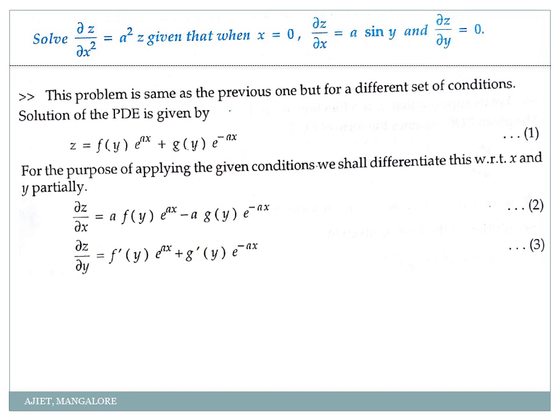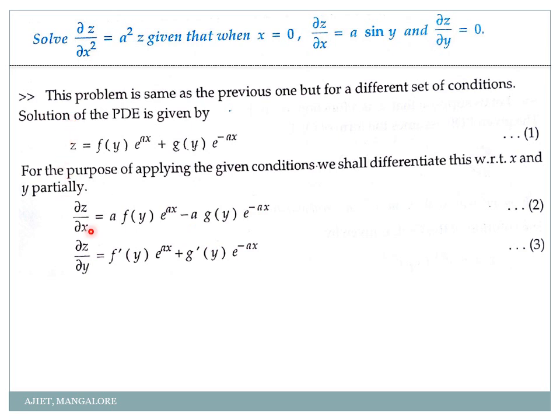See here, for the purpose of applying the given conditions, we shall differentiate with respect to x and y partially. So dou z by dou x is equal to differentiation of e power ax is a into e power ax, and differentiation of e power minus ax is minus a into e power minus ax. Done? Now differentiate partially with respect to y.